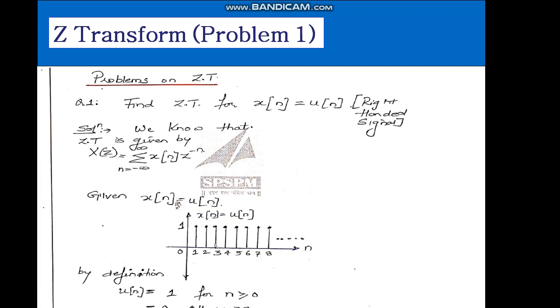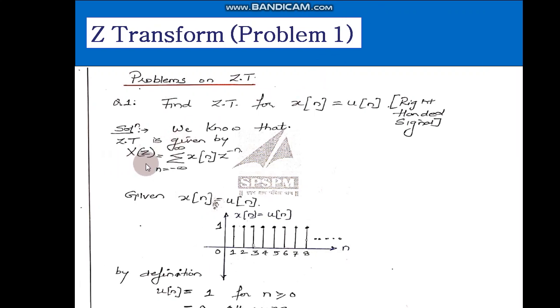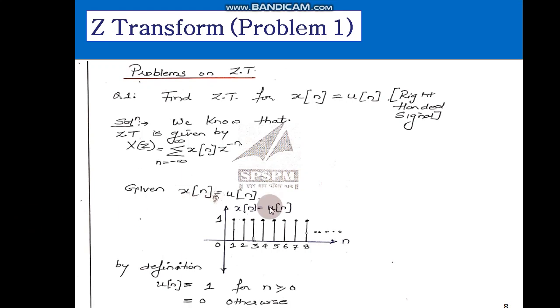n. Here we need to understand that u of n is a right-handed side sequence. I have also shown the diagram while calculating it. So we know that X of z is given as summation n equal to minus infinity to infinity x of n z to the power of minus n, as we have seen in the last session. X of n is given as u of n.